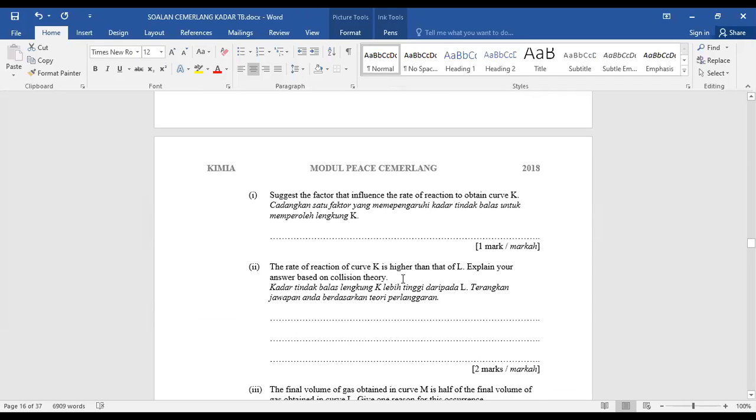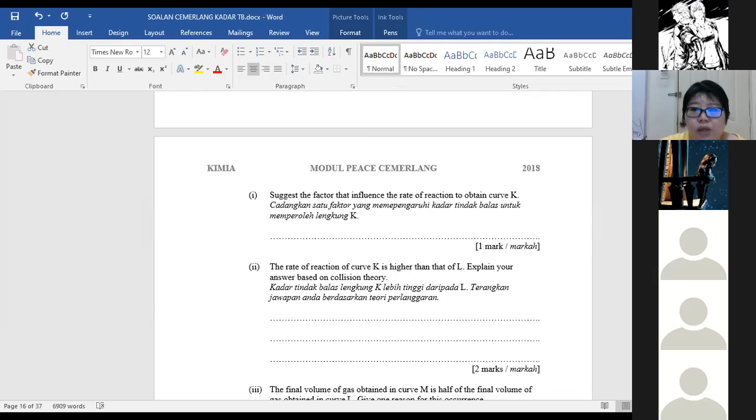Now, if our factor is temperature, what is the next sentence? What is the next sentence to explain based on the collision theory? Okay, can we hear from our friend Jasnik?